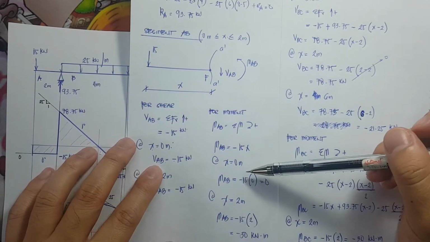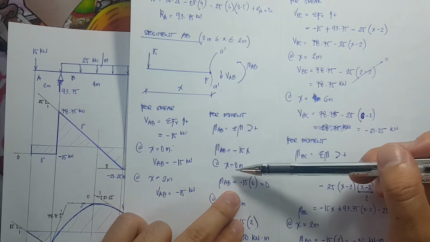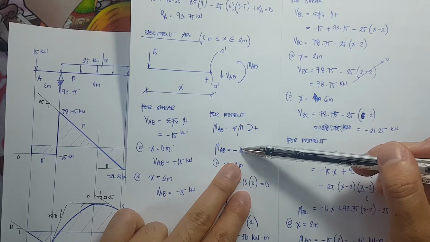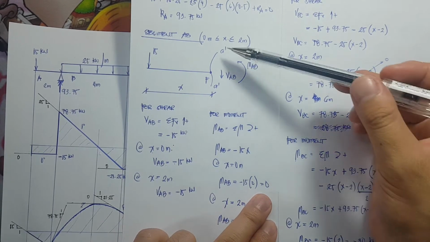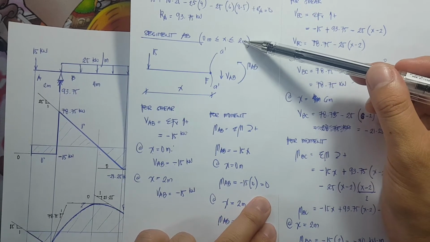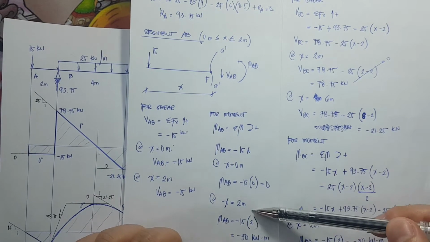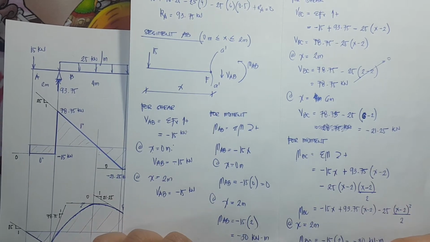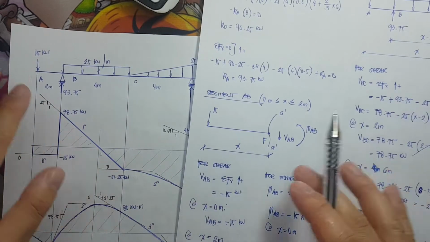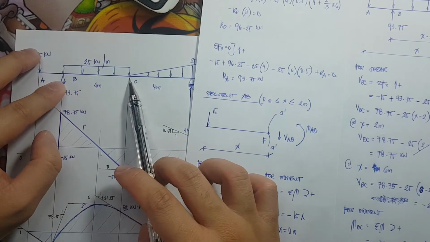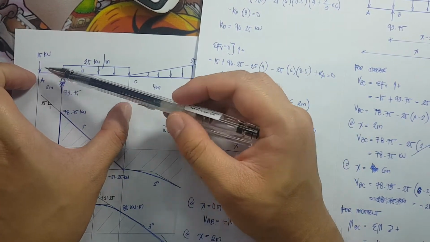Okay? So, at x equals 0, M_AB is equal to 15 times 0, therefore it is 0. At x equals 2 meters, negative 15 times 2, that is negative 30 kilonewton meter. Okay? Next would be from segment B to C. I'll be analyzing segment B to C, but I will still include segment AB.